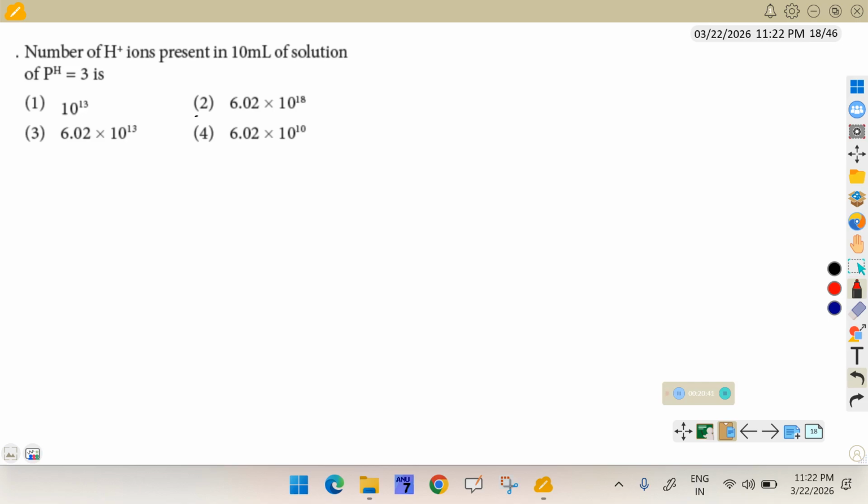Number of H plus ions present in 10 ml solution of pH equal to 3. Given pH is equal to 3, then H plus ion concentration is equal to 10 power minus 3. Square brackets represent that concentration is expressed in terms of molarity. So 10 power minus 3 mole per liter.